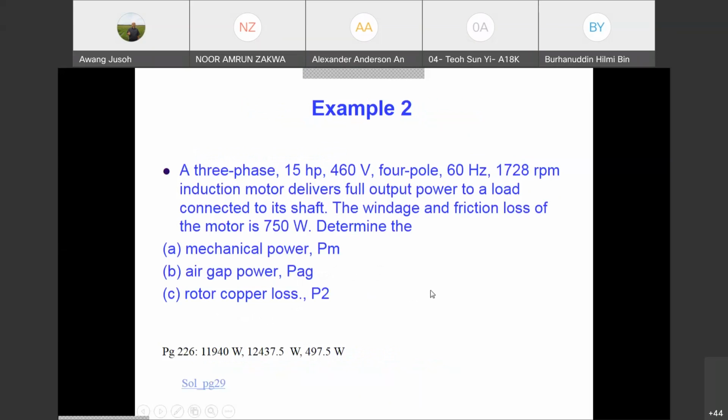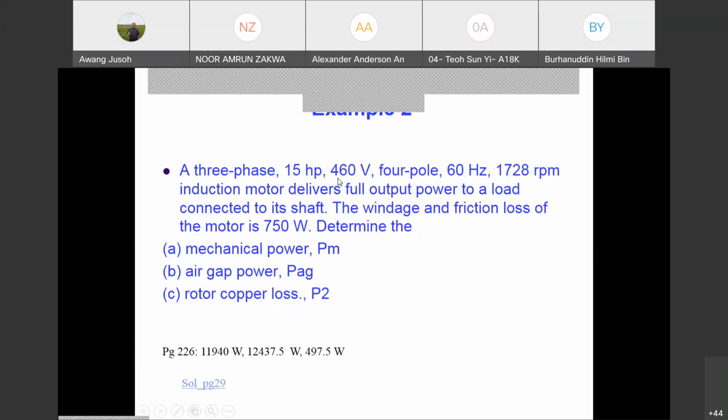Now we have another example, example number 2. A 3-phase, 15 horsepower machine. Normally for electrical machines, we rate them in horsepower. So 1 horsepower equals 746 watts. So you multiply 15 by 746 watts, then you can get the power in watts. That is the relationship between horsepower and watts.